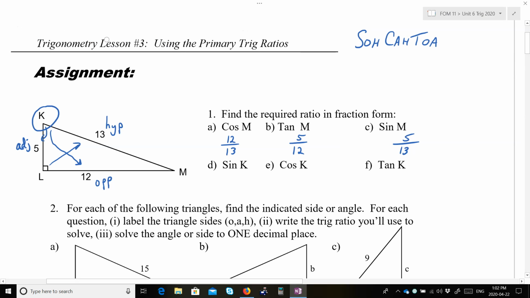So they want us to figure out sine of angle K. Sine is opposite divided by hypotenuse. So in terms of angle K, the opposite side is 12. The hypotenuse is 13. Cos of K, notice that cos is adjacent divided by hypotenuse. So we look at angle K, the adjacent side is 5, divided by the hypotenuse is 13.